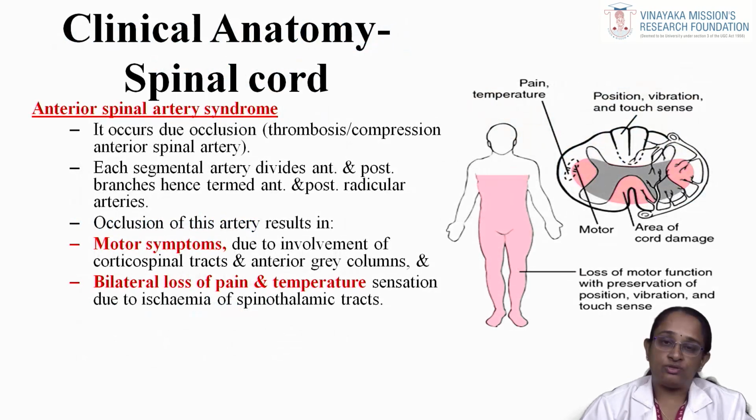So we studied about the external aspect, internal aspect, the elongation or the specifications of the coverings, then next arterial supply, nerve supply, then some clinical aspects should also be there. So first one will be anterior spinal artery syndrome, that is occlusion or the enlargement of anterior spinal artery, which is one defective condition which produces motor symptoms, that is the involvement of corticospinal tract.